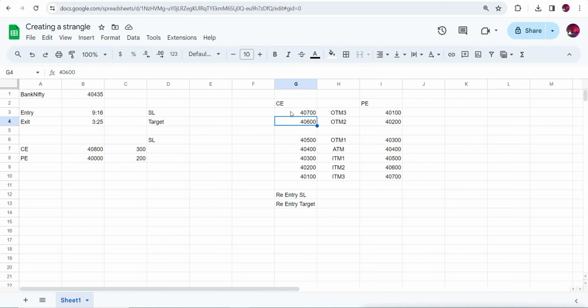And if we go one strike above, meaning 4700, it is 3 strikes out of the money from at the money. So this is for call option.